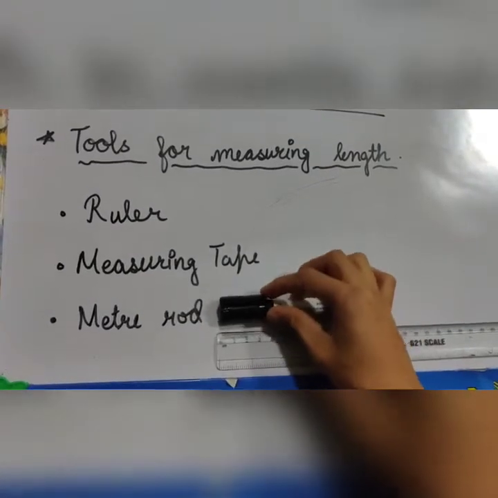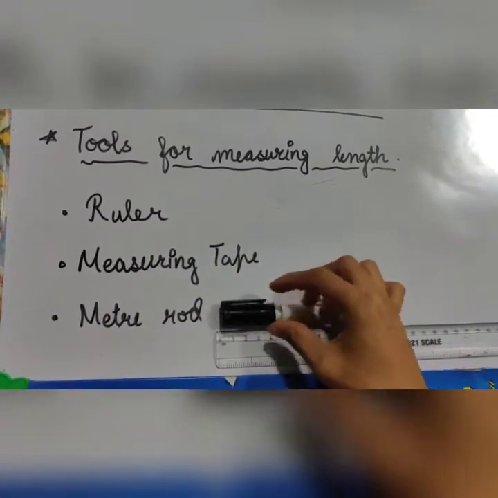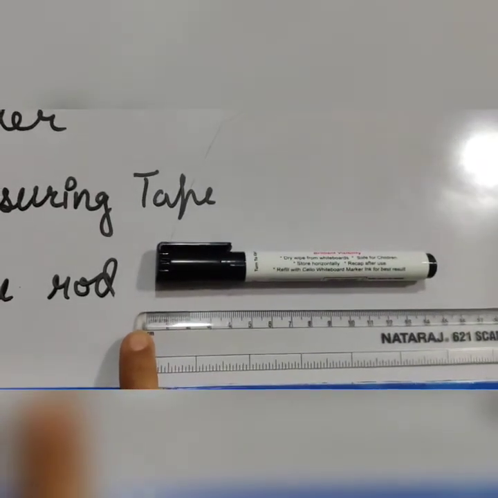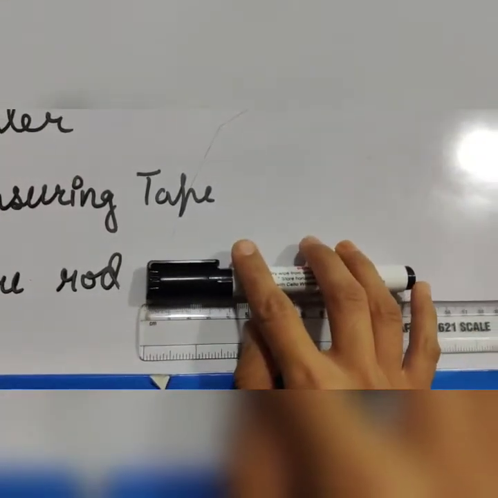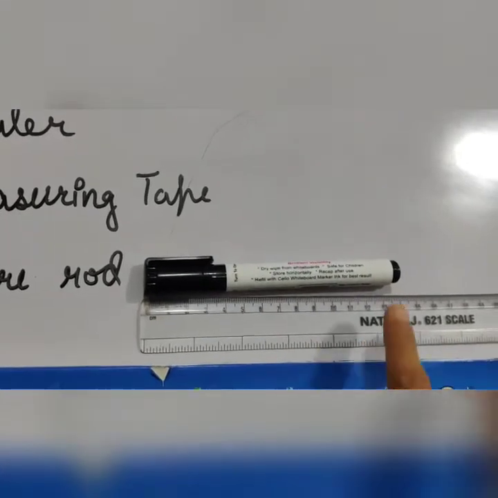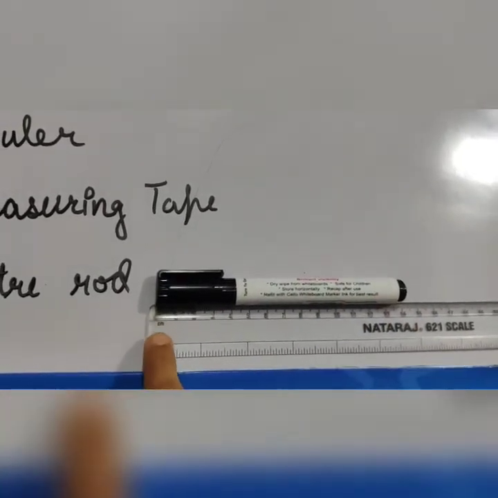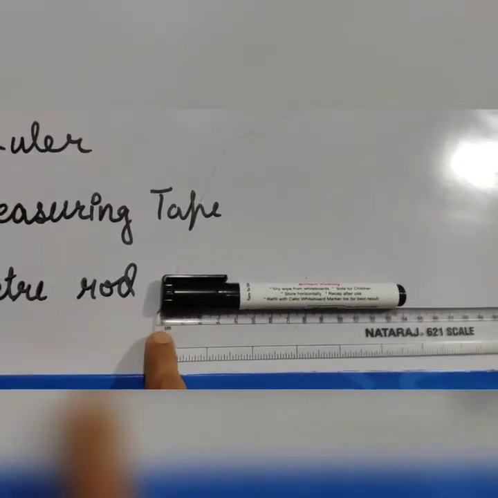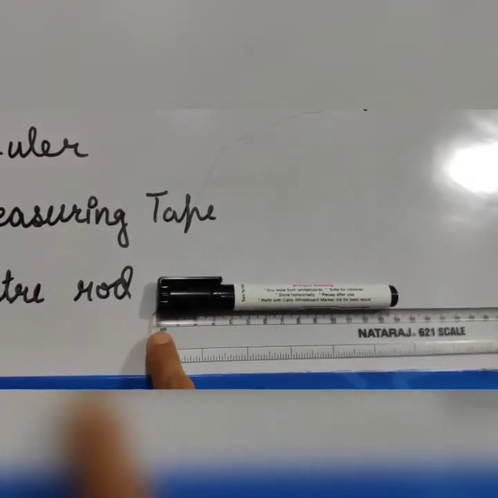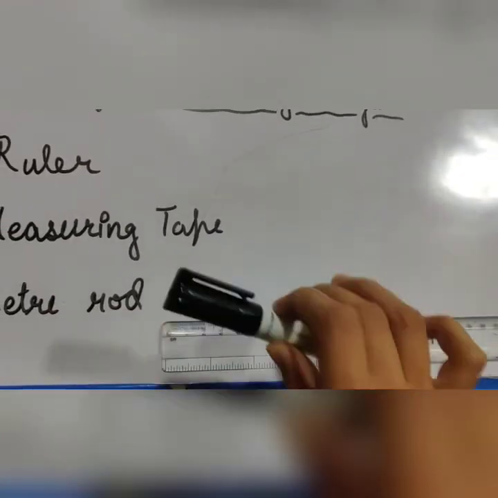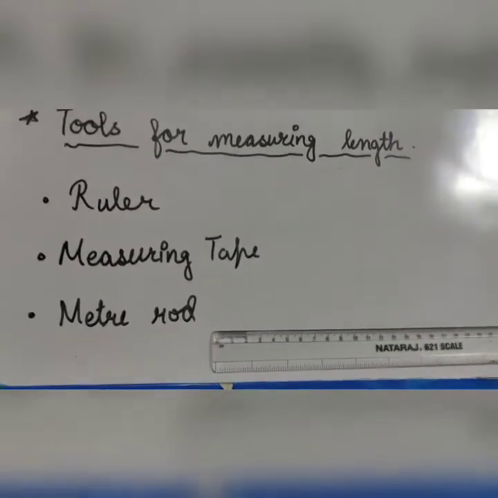Always remember, like I have to measure the length of the marker, we will always start with the number 0. See, this is the number 0. We will always start with the number 0. So the length of this marker is 14 centimeter. See, this is written cm. It means that it is measuring in centimeters. So the length of the marker is 14 centimeter. Always remember, we start with 0.